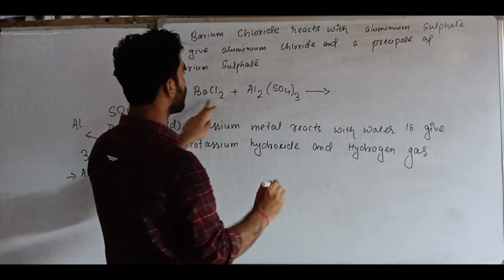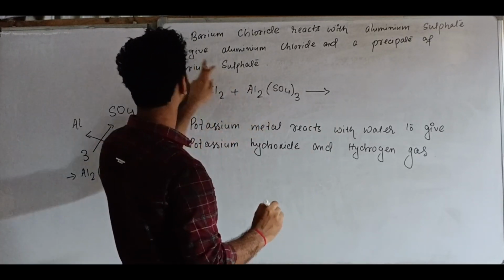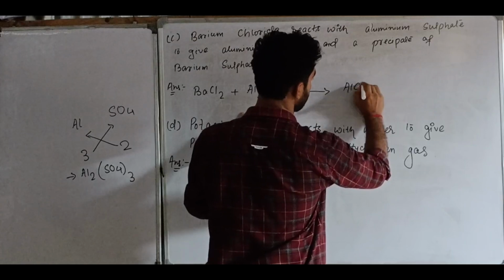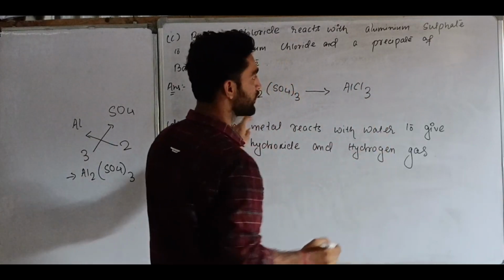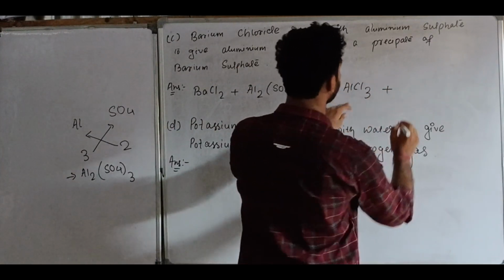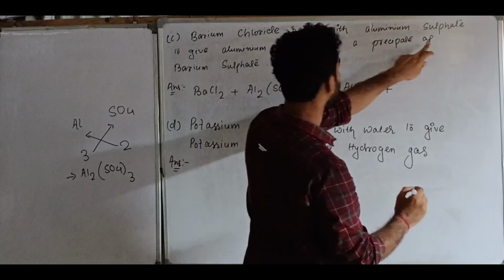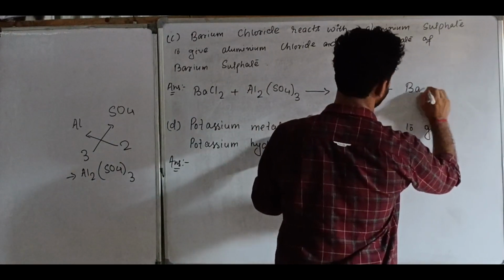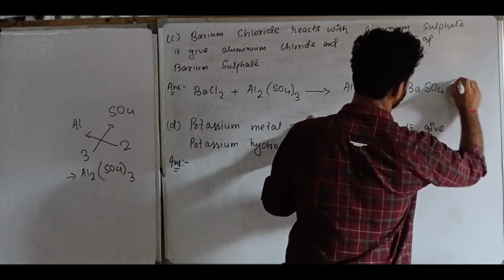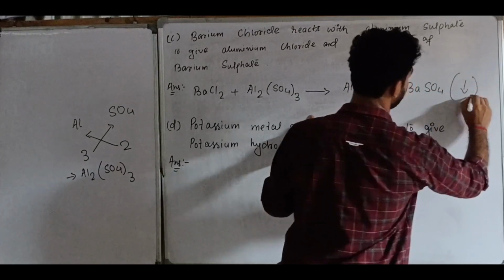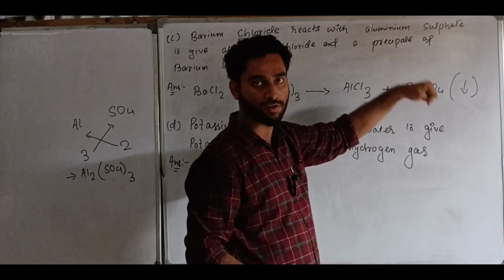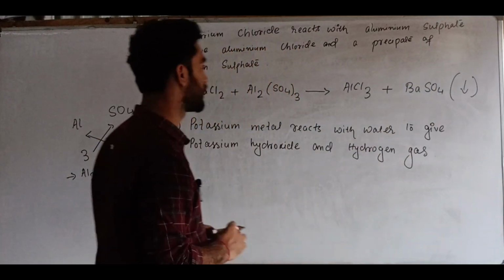So barium chloride reacts with aluminum sulfate to give aluminum chloride. Aluminum chloride formula is AlCl3. Along with the formation of aluminum chloride, they will form a precipitate of barium sulfate. Barium sulfate formula is BaSO4 and they will form one precipitate. So this arrow means what? This is an insoluble solid or precipitate.